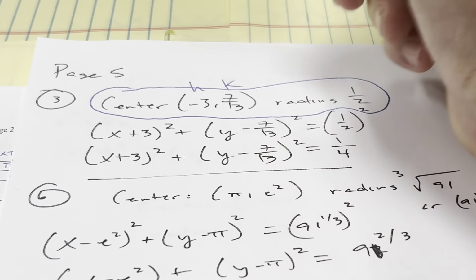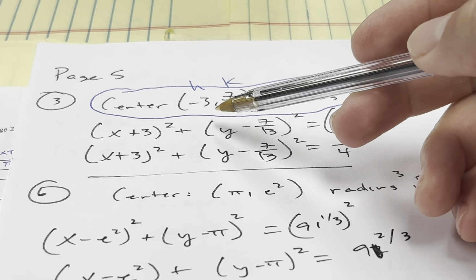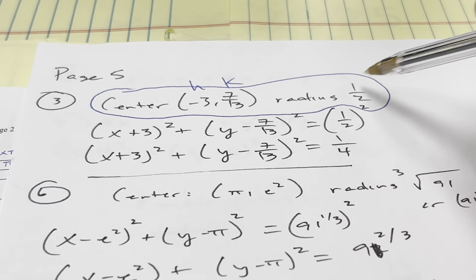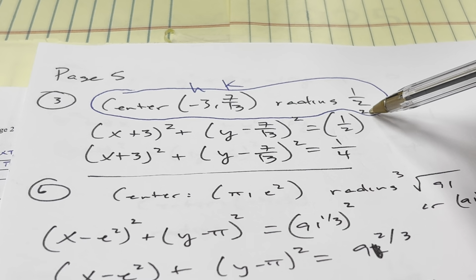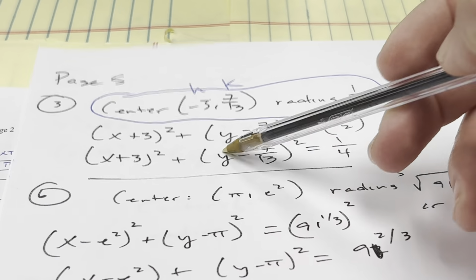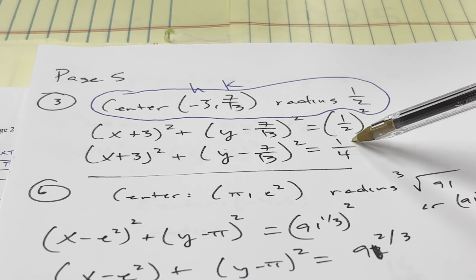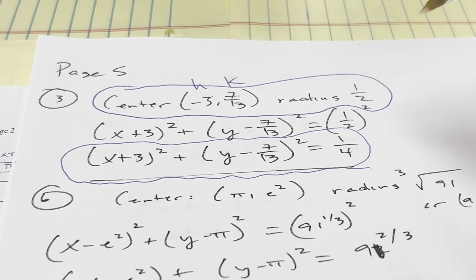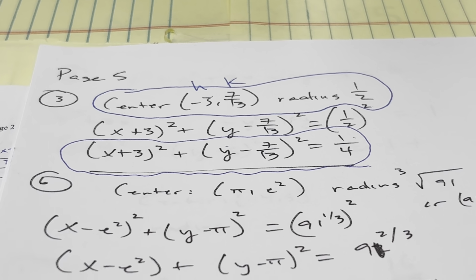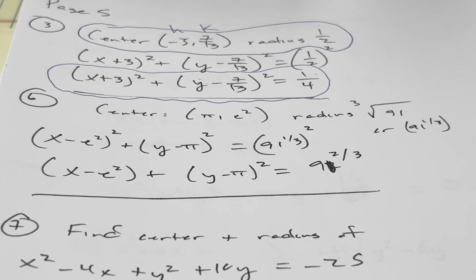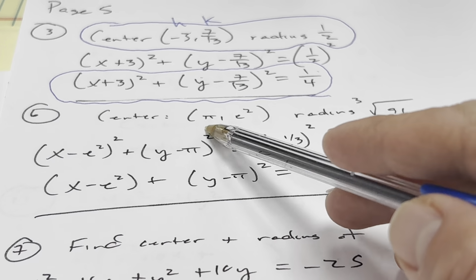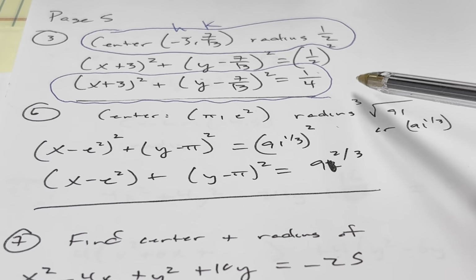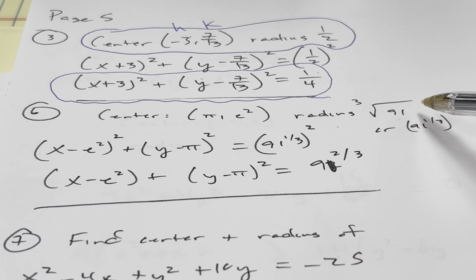So again, this is (h, k). It's going to be (x minus a negative 3) squared plus (y minus 7/13) squared equals the radius, (1/2) squared. To subtract negatives, you add. And what's 1/2 squared? It is 1/4. Those questions, even if h and k are odd, shouldn't be that difficult. This isn't a pre-calculus text, folks, so it's going to get a little interesting. What happens if I have a center (pi, e squared) and I have a radius of the cube root of 91, or 91 to the 1/3 power?